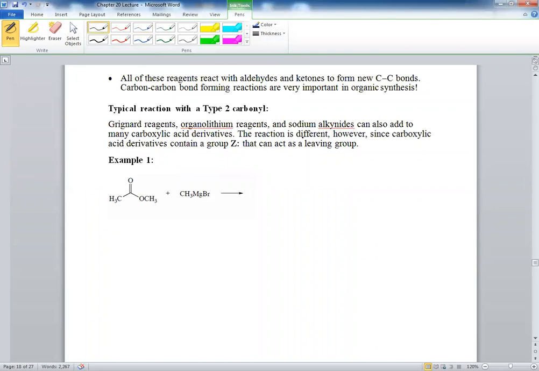So imagine we're reacting this ester with the organometallic reagent, in this case CH3MgBr. So let's draw out the bond. Always draw out the bond between the carbon and the magnesium or the lithium, etc. So we know the first step is the attack at the carbonyl, making the tetrahedral intermediate.